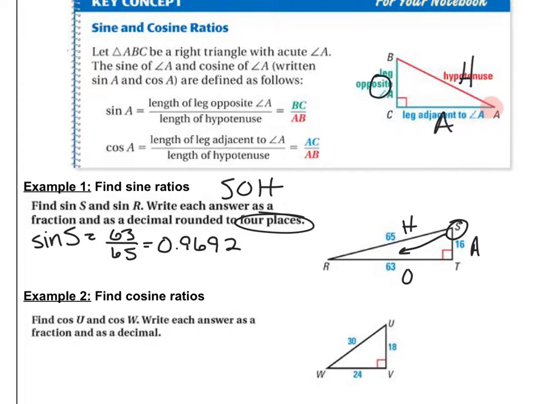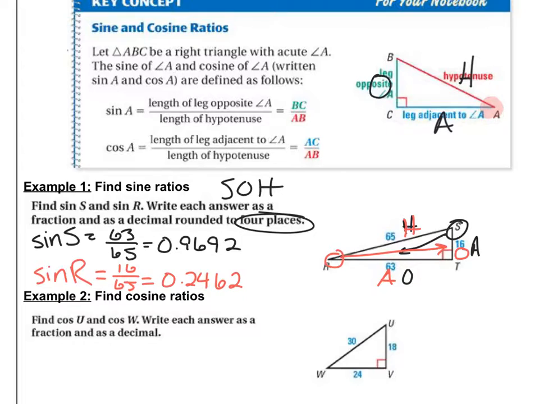Then they want you to find the sine of R. For the sine of R, we are now starting here, looking for the opposite, so now 16 becomes our opposite, 63 would be our adjacent, and our hypotenuse is still our hypotenuse. In this case, it's going to be 16 over 65, which, rounded to 4 decimal places, is 0.2462. Again, sine is opposite over hypotenuse.